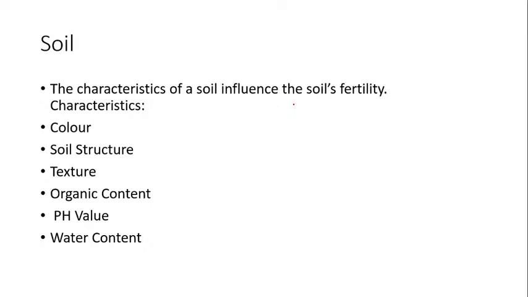ഒരു soil കിട്ടിക്കഴിഞ്ഞാൽ അതിന്റെ color, the soil structure, texture. തൊട്ട് കഴിഞ്ഞാൽ എന്താണ്, that's known as texture, organic content of the soil, pH value, water content. അപ്പോൾ ഓരോ സ്ഥലത്തെയും സോയിലിന്റെ ഈ പറഞ്ഞ ക്യാരക്ടേഴ്സ് എല്ലാം വേരി ചെയ്യും. The characteristics of soil influence the soil fertility, and some of the characteristics are color, soil structure, texture, organic content, pH value of the soil, water content.